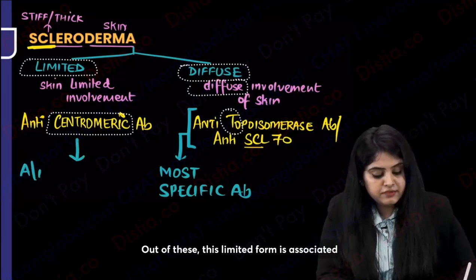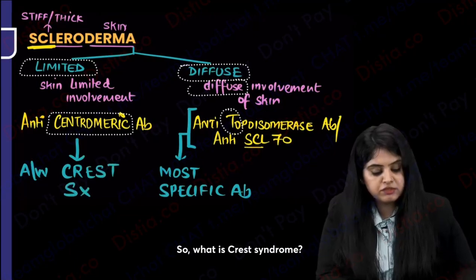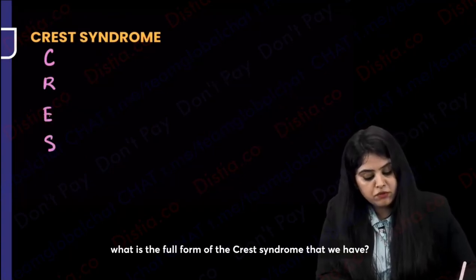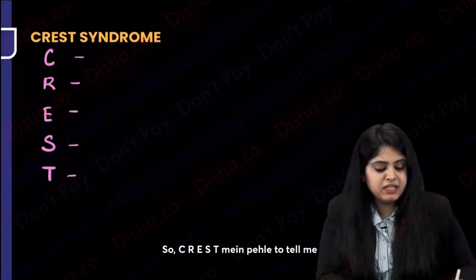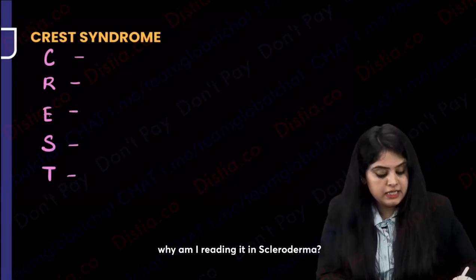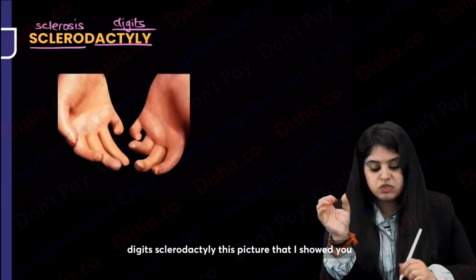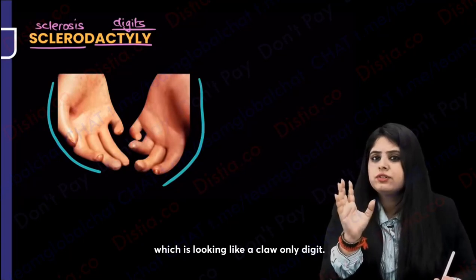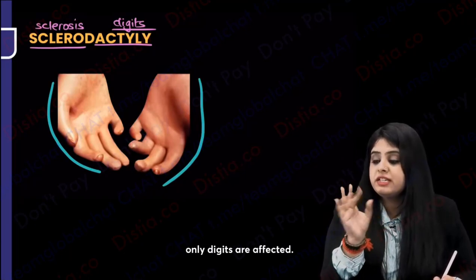Out of these, this limited form is associated with a syndrome called CREST syndrome. So what is CREST syndrome? Let me explain that to you. Can you all help me with what is the full form of the CREST syndrome that we have? So CREST mein pehle to tell me why am I reading it in scleroderma? Because there must be some sclerosis. There is sclerodactyly that you notice. Digit, sclerodactyly, this picture that I showed you where the patient is having a hand which is looking like a claw. Only digits. So is it involvement of limited part of the skin or total body?